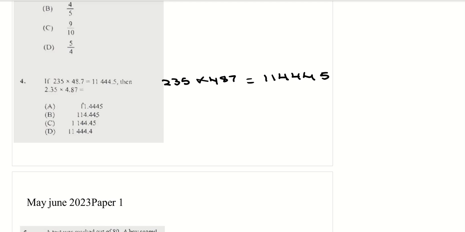Now, to do the second one, we know that we have to count how many digits are after the decimal point. 1, 2, 3, 4. So we would be shifting our decimal point 4 places to the left in your final answer. So 1, 2, 3, 4. So the answer is 11.445, which is A.